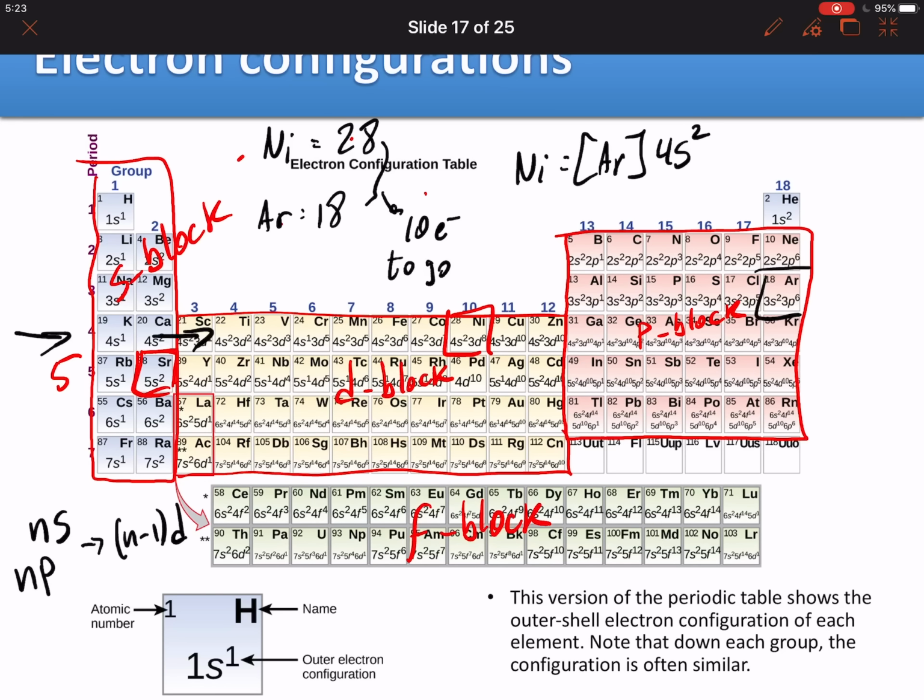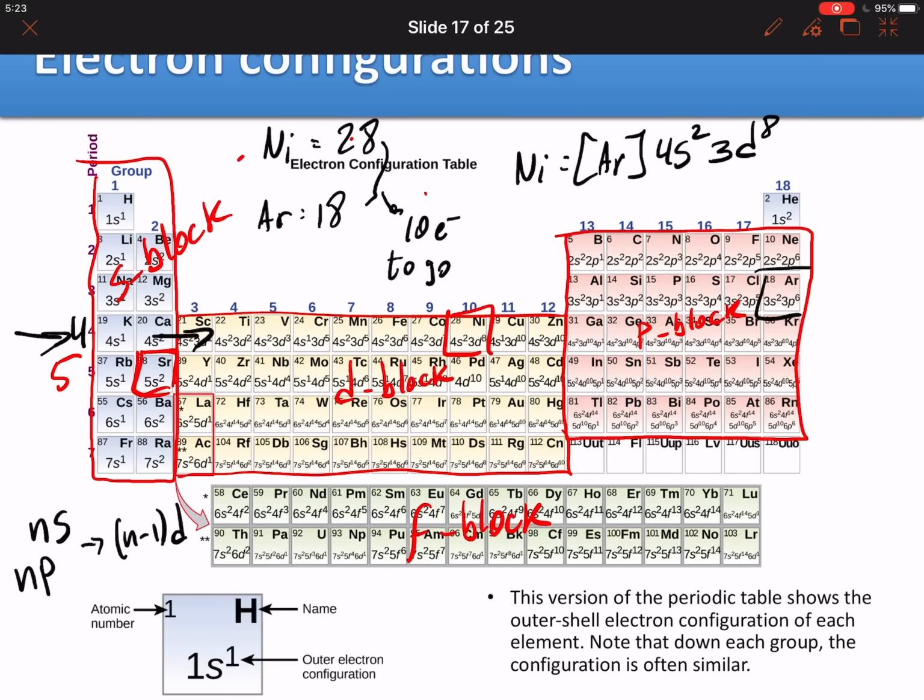In any given period, if this is N, if this is 4, when you go into the D block, it is N minus 1. So this is a 3D8. Okay, which is what you have there. So that is the shortcut to do electron configurations. Get very familiar with the periodic table in terms of these blocks. It's going to allow you to do electron configurations really, really quick.